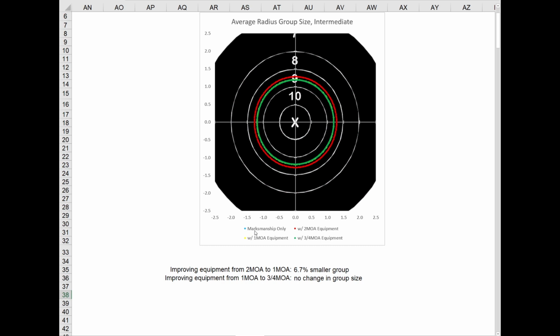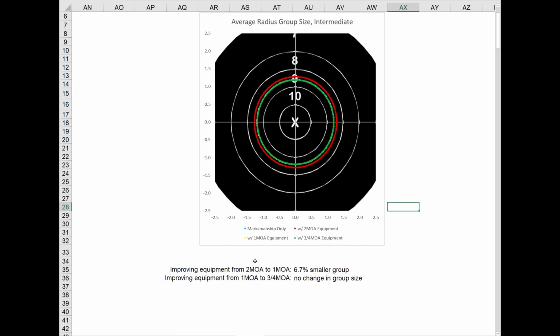But when we add 2 minute of angle equipment, which is really not that great of a rifle ammo combo, that group size increases from here out to here. So this is the marksmanship with 2 minute of angle equipment, this red circle. So that's the group size, which is maybe slightly larger than a mid-ring 9 size group. Again, that's the average radius for this shooter, the intermediate shooter.